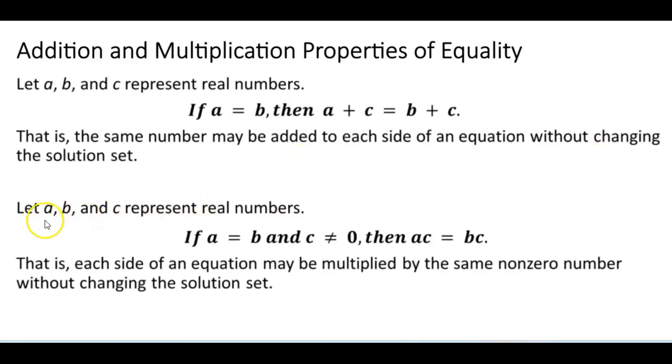Again here, we're going to let a, b, and c represent real numbers. If a is equal to b and c does not equal 0, then a times c is equal to b times c. And that is, each side of an equation may be multiplied by the same non-zero number without changing the solution set.